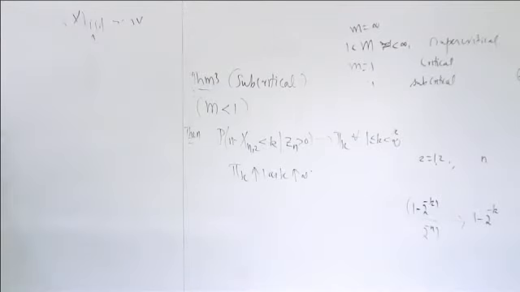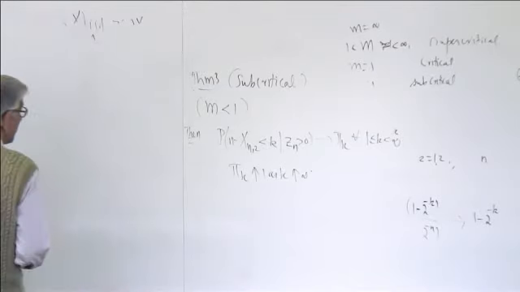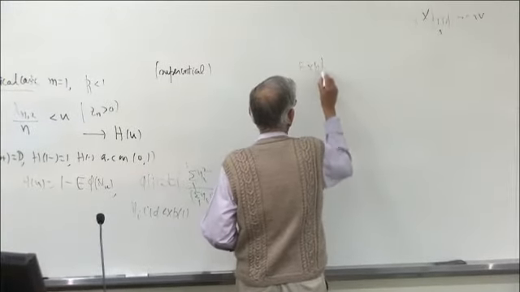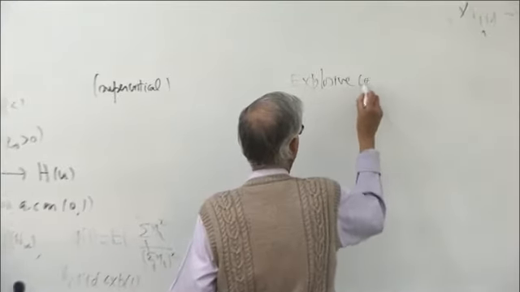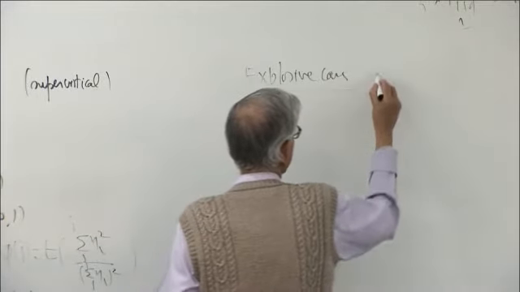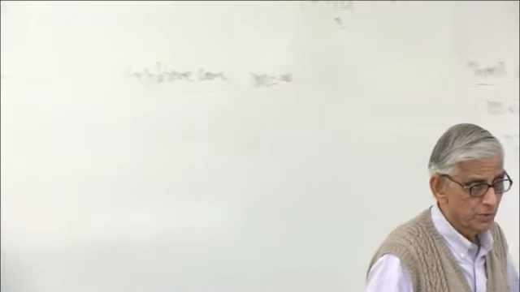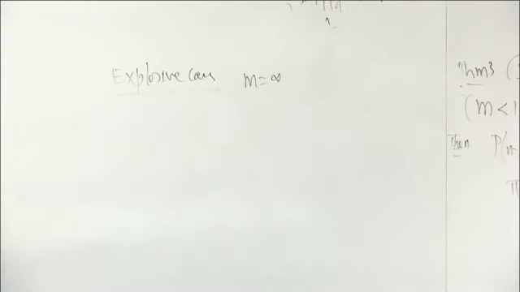And then I would like to apply these arguments to what are called branching random walks. So, the explosive case. The explosive case is when m is infinity, when each person produces a random number of children whose mean is infinity.